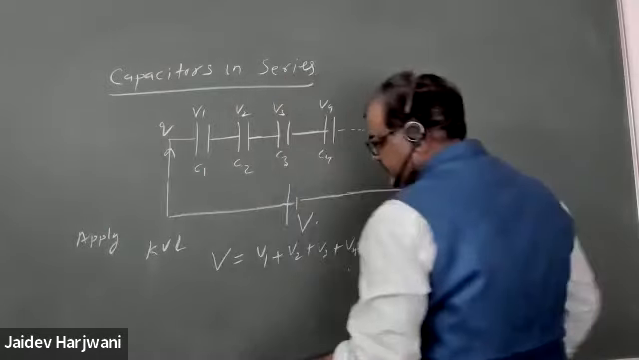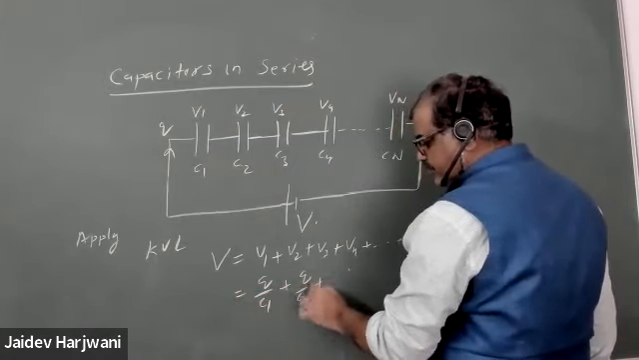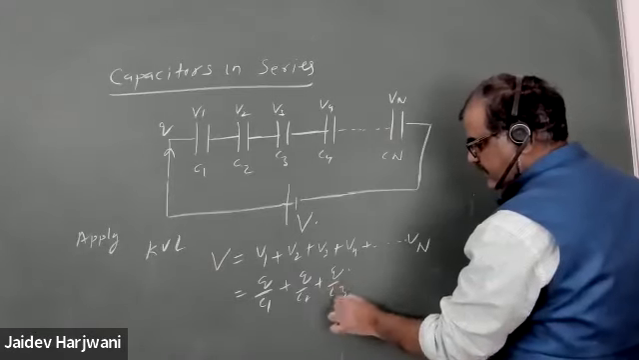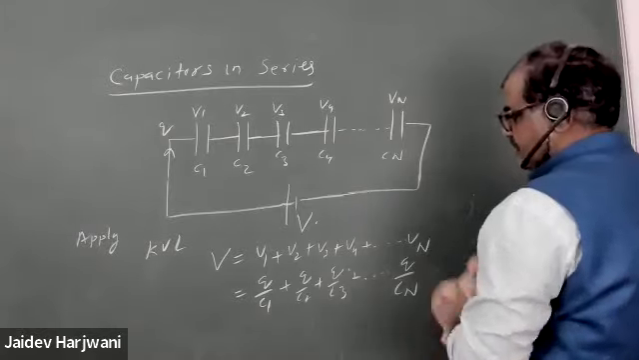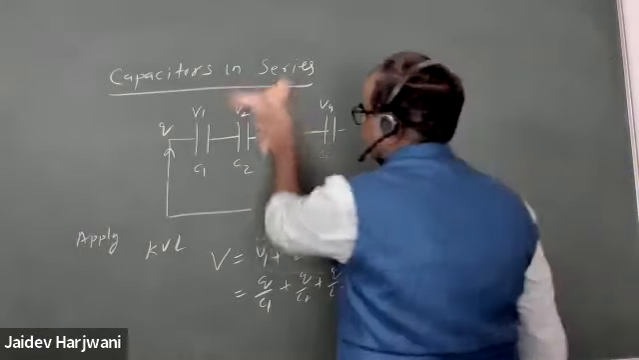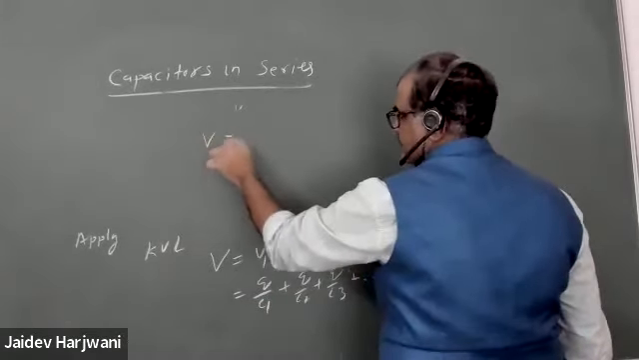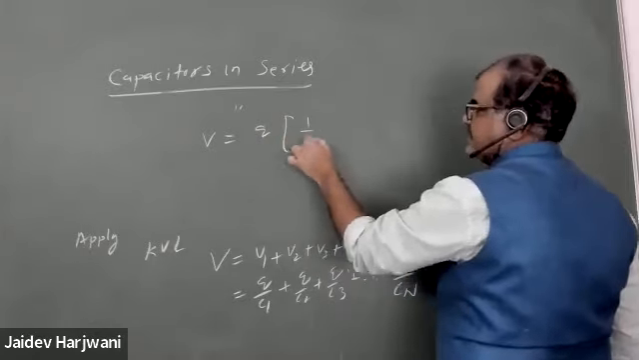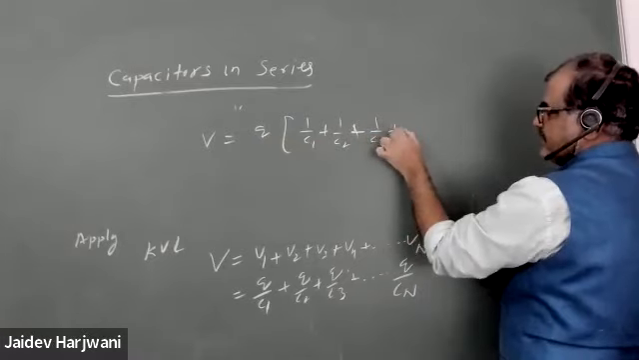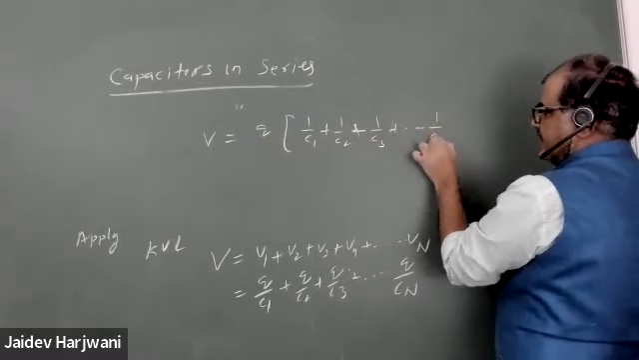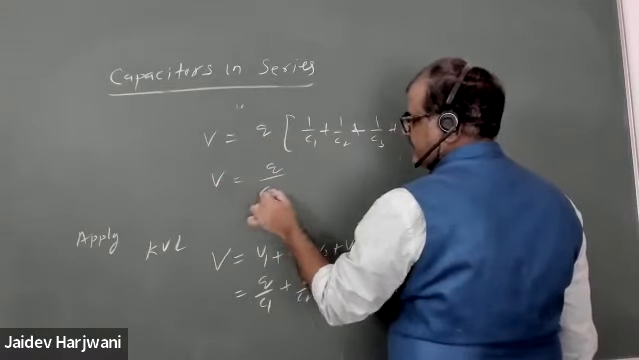So I can write V equal to Q upon C1 plus Q upon C2 plus Q upon C3, up to Q upon Cn. So if I calculate the equivalent capacitance, I can write V equals Q times (1 by C1 plus 1 by C2 plus 1 by C3 up to 1 by Cn). So this becomes V over Q, and this becomes C resultant.